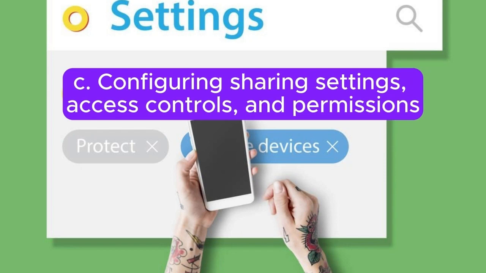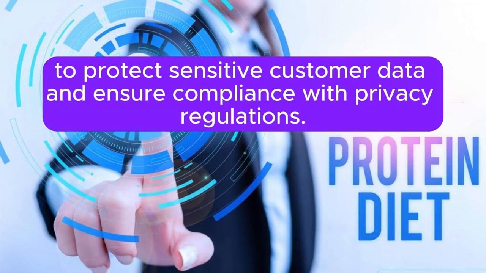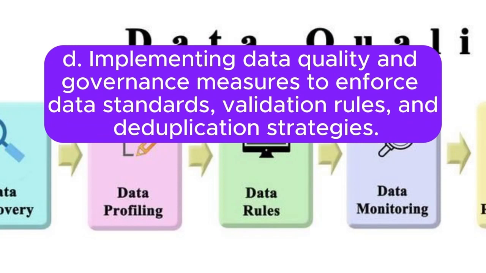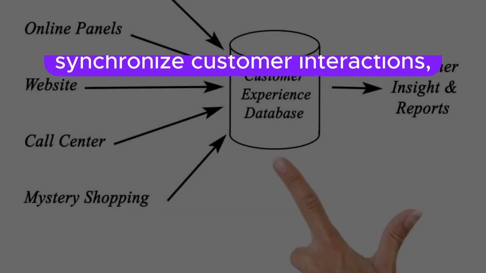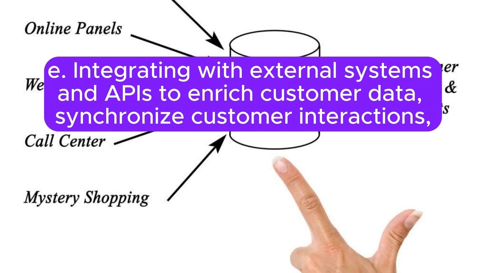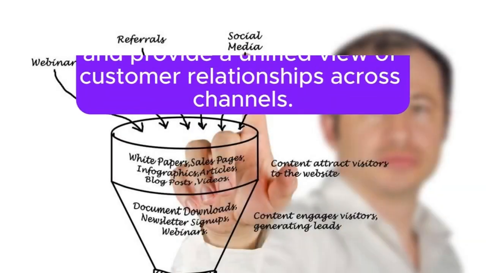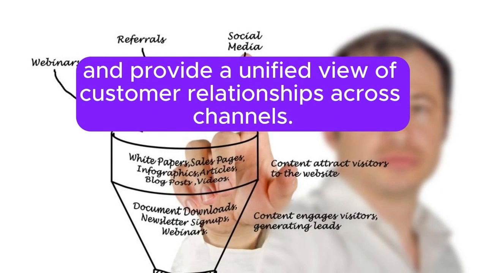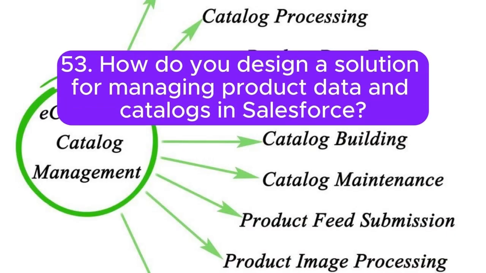C. Configuring sharing settings, access controls, and permissions to protect sensitive customer data and ensure compliance with privacy regulations. D. Implementing data quality and governance measures to enforce data standards, validation rules, and deduplication strategies. E. Integrating with external systems and APIs to enrich customer data, synchronize customer interactions, and provide a unified view of customer relationships across channels. 53. How do you design a solution for managing product data and catalogs in Salesforce?